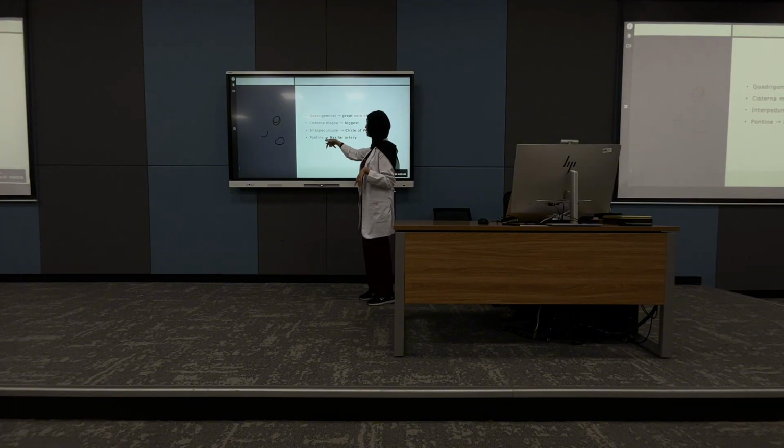Then we have the pontine cistern. It contains the basilar artery. The basilar artery is the blood supply of the pons.